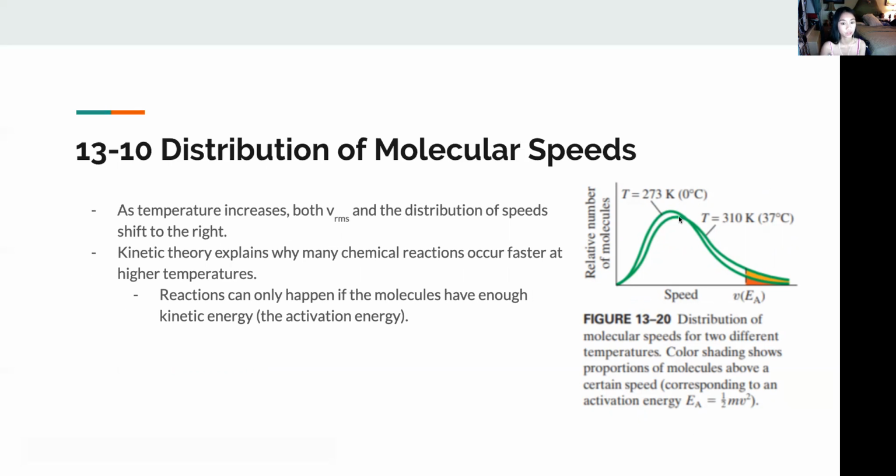As temperature increases, the graph will flatten and the peak will shift to the right. The graph shows how some molecules above a certain speed enter an activation energy margin, and the higher temperature graph will have more molecules with that activation energy. So as you can see over here, more molecules enter this margin where they will activate, whereas with a lower temperature, fewer molecules will activate.